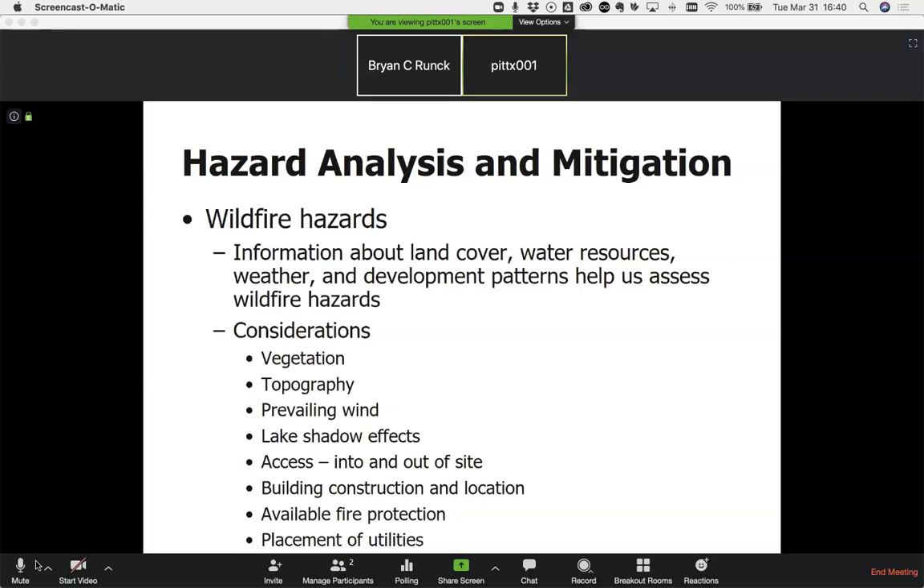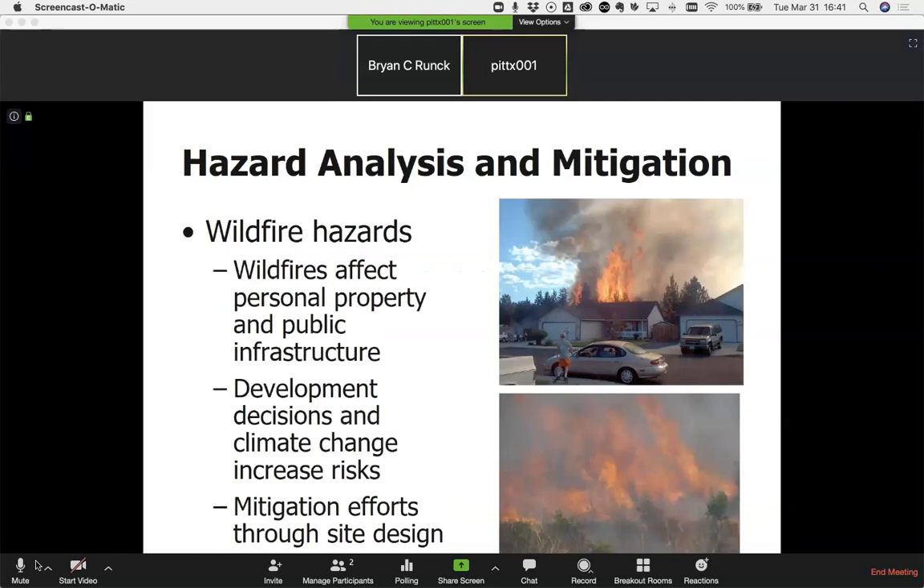These are a number of different considerations that need to be thought about in terms of trying to identify and map wildfire hazard zones and talk about mitigation of these hazards over time. Wildfire hazards can affect personal property and public infrastructure. Development decisions and climate change increase these risks. Mitigation can be accomplished through site design as well as through more regionalized landscape planning.